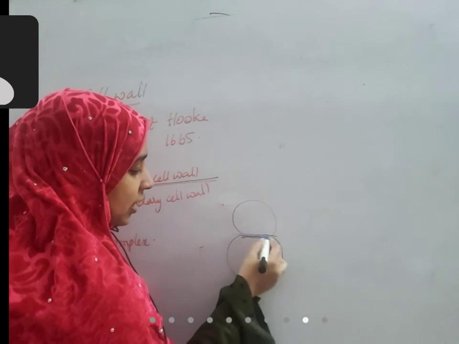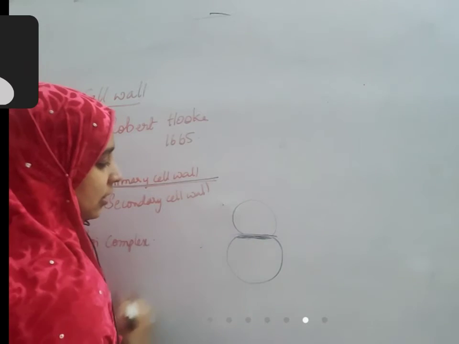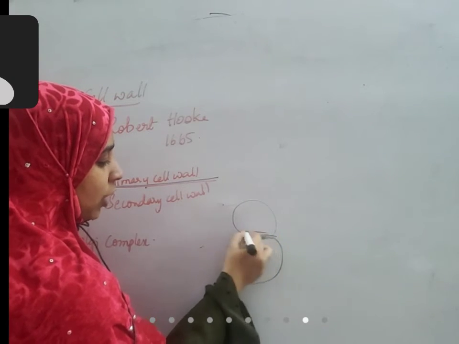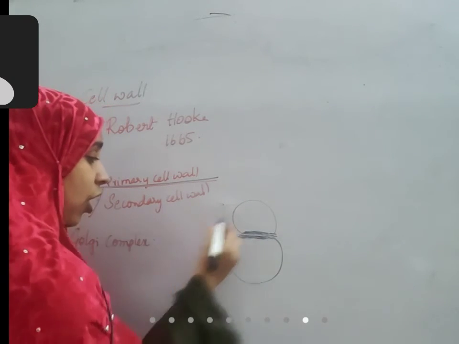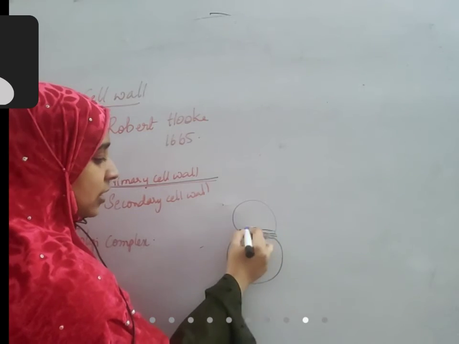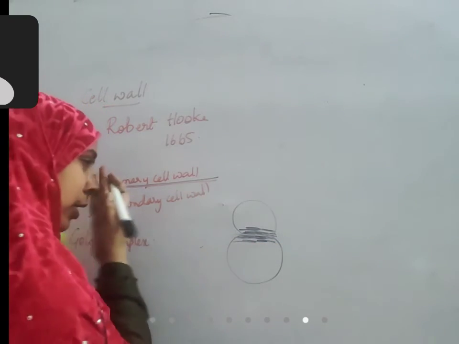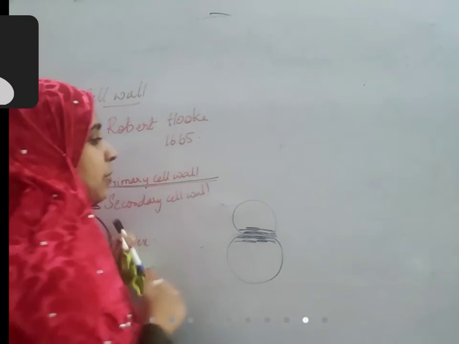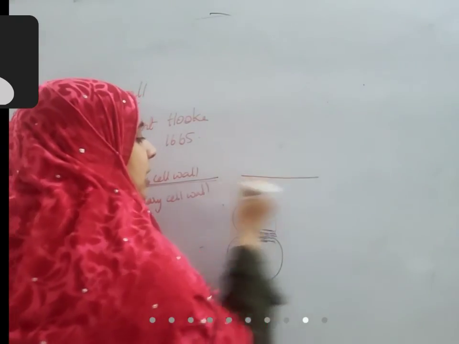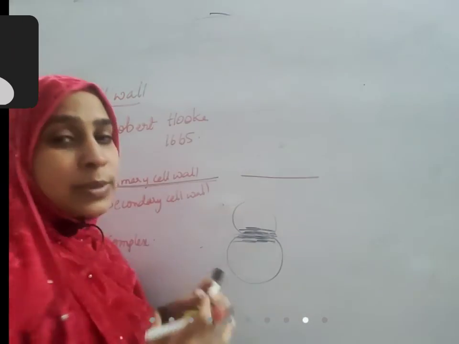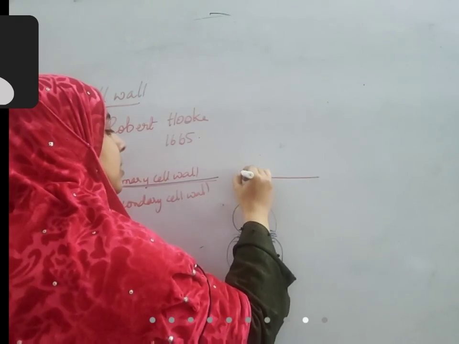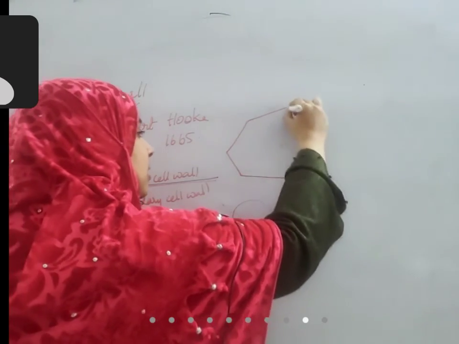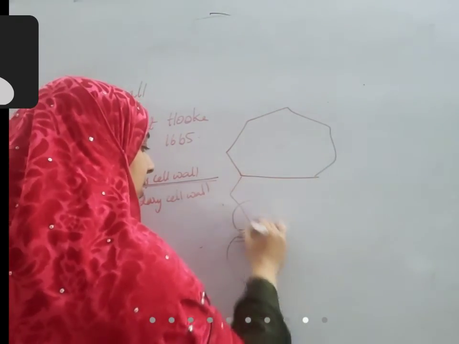Primary cell wall starts depositing over this middle lamellae on either side. After that, the secondary cell wall starts depositing on either side. I'll show you. This is the middle lamellae that is formed. It is a cementing substance also. It helps in attaching two different cells. This is the first cell. This is the second cell.